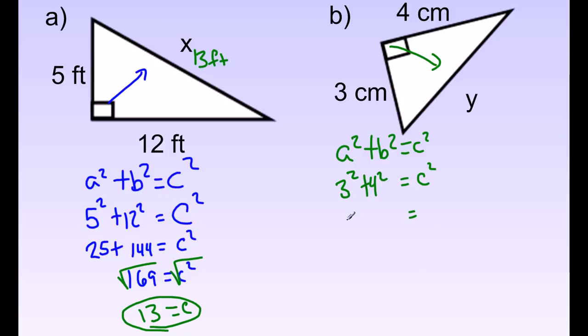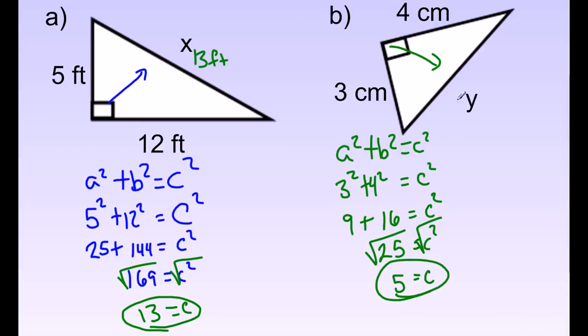Let's see, 3 squared is 9, 4 squared is 16, 9 plus 16 is 25, and look at that. If we square root each side to get rid of the c squared, c equals 5. So the length of this side is 5 centimeters.